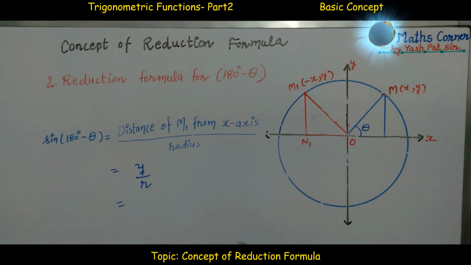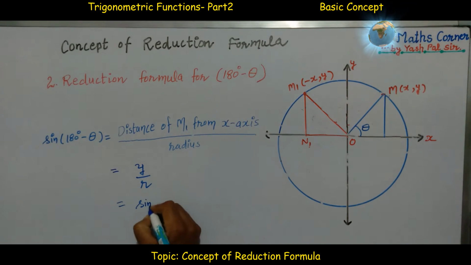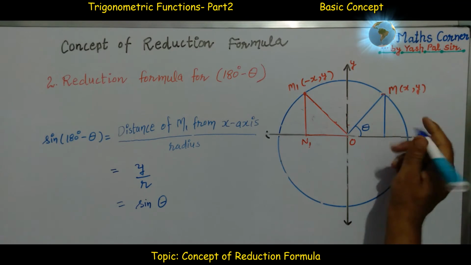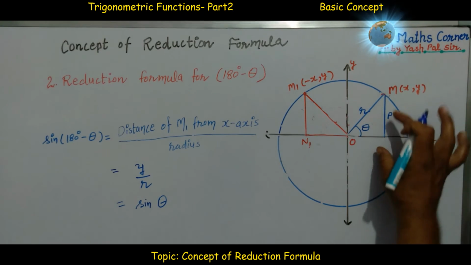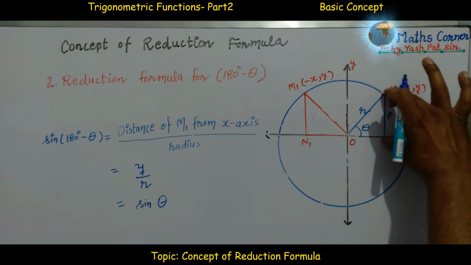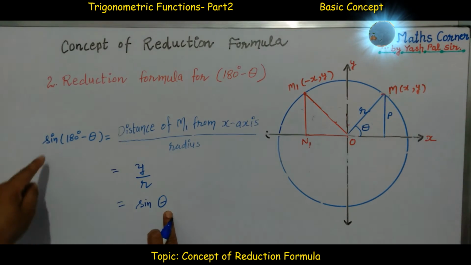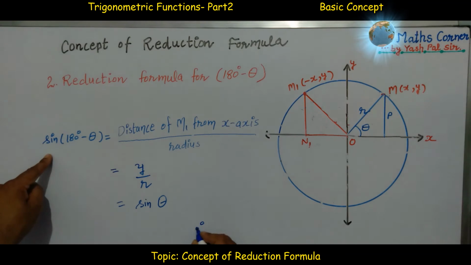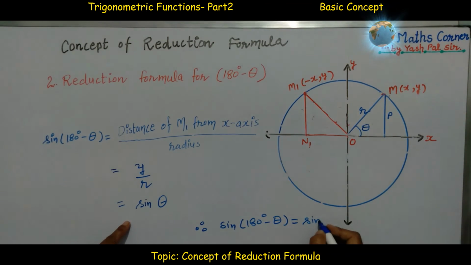Once again, if we consider the previous triangle with angle theta, what was sine theta? Sine theta is equal to p upon r. P, the height, is y upon r, which is sine theta. So what is the conclusion? Conclusion is sine 180 degree minus theta is equal to sine theta.